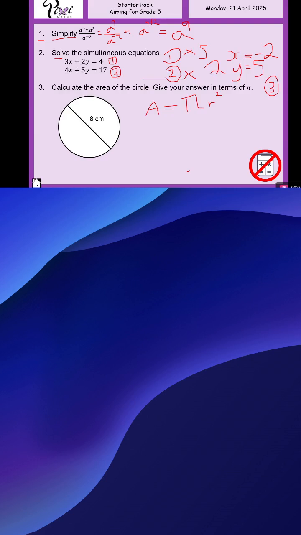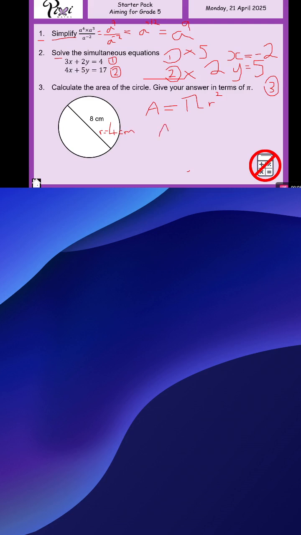Pi r squared. So the diameter of this circle is 8. Radius, remember, is half of diameter, so half of 8 is going to be 4. So we're going to have pi times 4 squared.